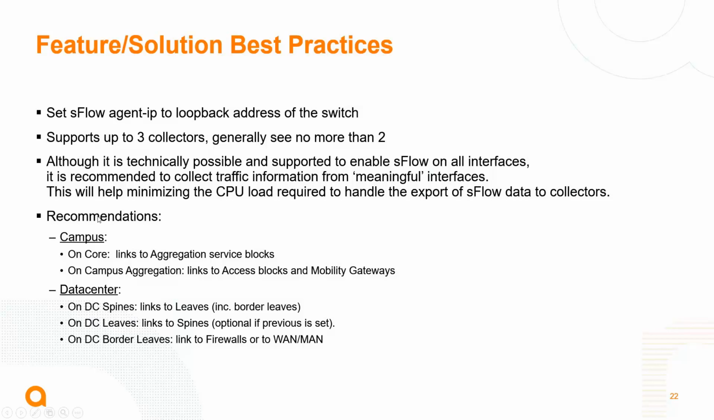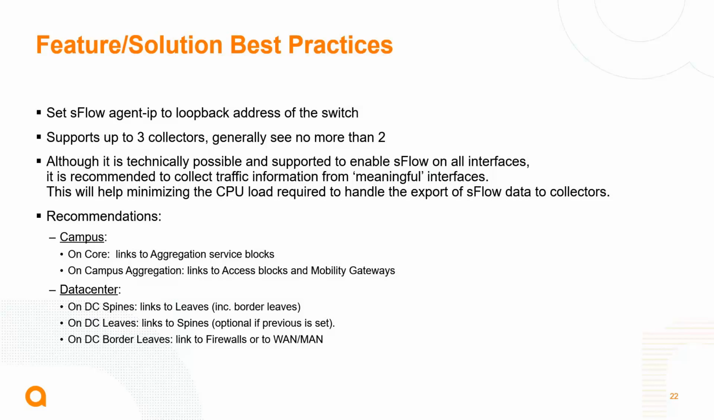So this is a short recommendation that we have here for the campus and the data center. Typically on the campus, we'll have S-Flow enabled on the aggregation circuits, so the downstream links going to the aggregation service blocks. On the aggregation device, we'll have the links to the access switches or the mobility gateway. In the data center, we can activate the circuits between the spine and the leaves. So that could be on the spine, if you need that, or as an option, you can do that as well on the leaves.